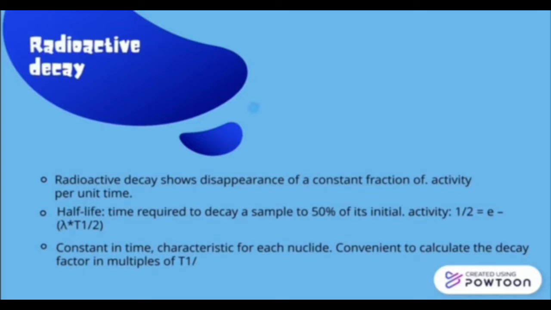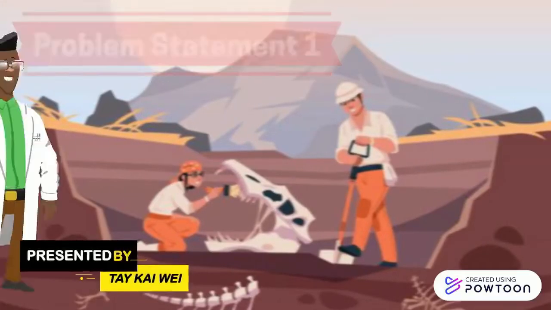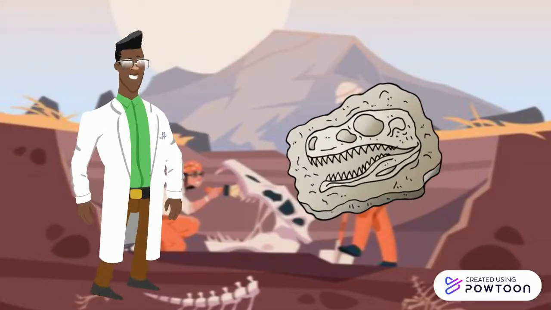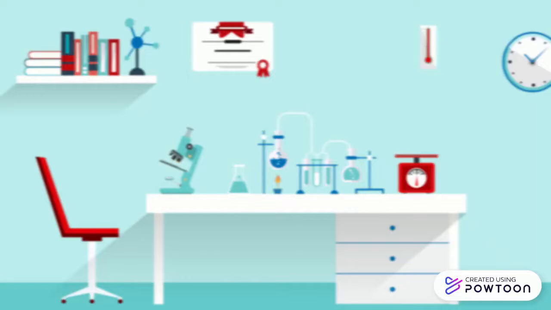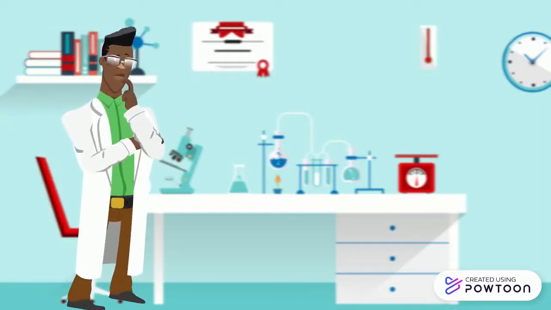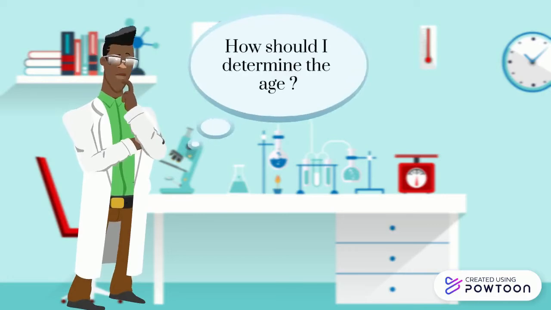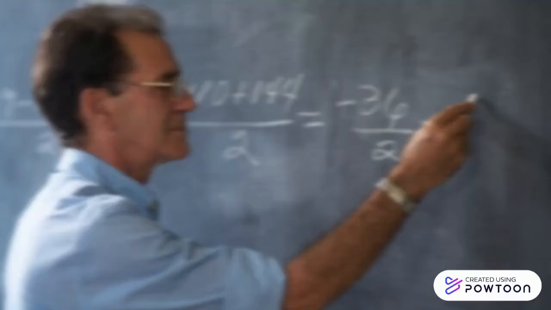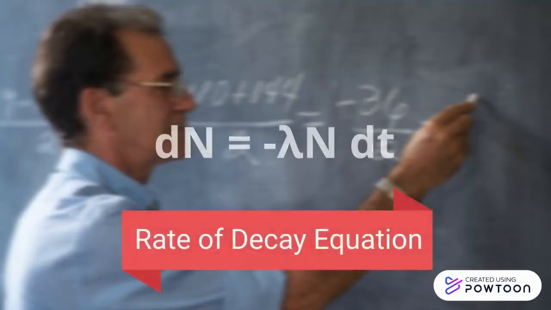It has 3 elements. One day, a scientist found a fossil in a fossil site. Then, he decided to determine the age of the fossil, but how should he do that? He can use the rate of decay equation dN = -λN dt, which is a separable first order ODE, to determine the age of the fossil.